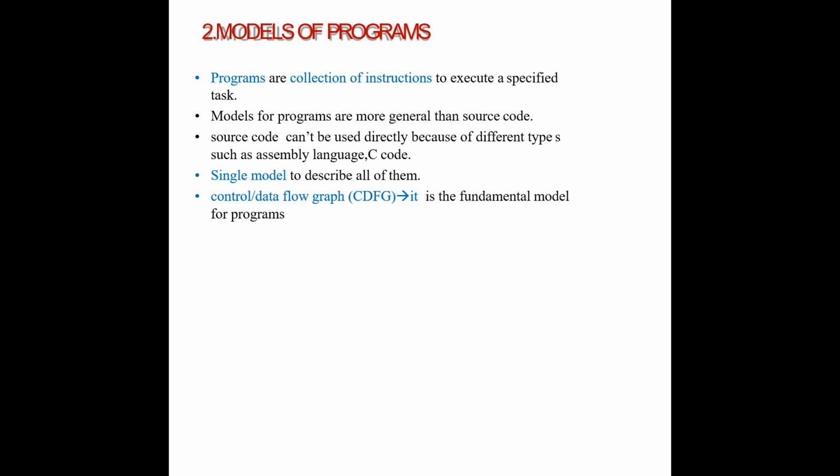Next, coming to models of program. Programs are collections of instructions to execute a specific task. The models for programs are more general than source code. The source code can't be used directly because of different types, such as assembly language and C code. We need a single model to describe all of them. This is called the control and data flow graph. It's a fundamental model for programs. So we can use the control data flow graph to explain the program flow of both languages, that means assembly language as well as high level languages.